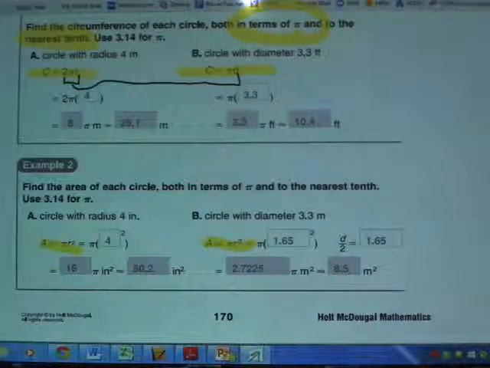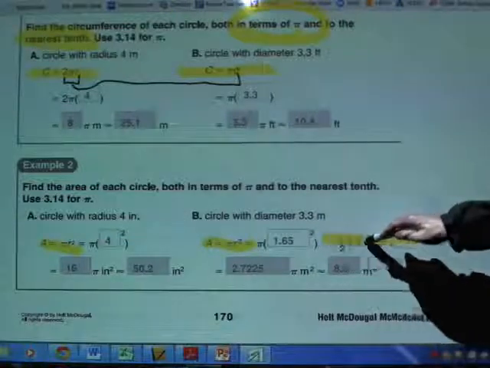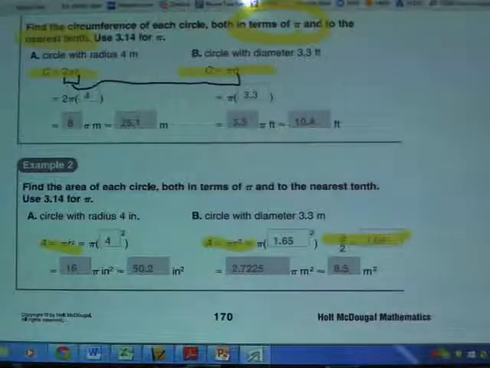Over in B, again, they've given us the diameter here, so we're going to have to chop that guy in half before we can work, which is what they're showing you right here. This d divided by 2 step equals 1.65. That's the radius. That's the relationship. Chop the diameter in half, and you get the radius.